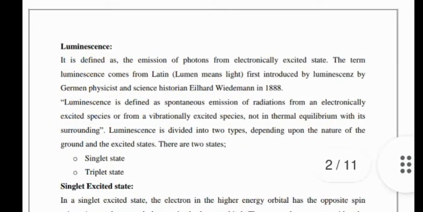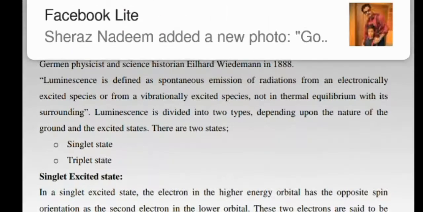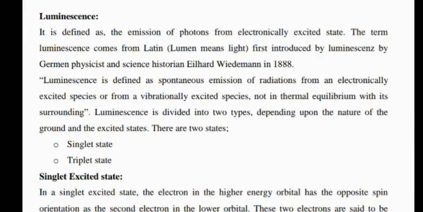First of all, what is luminescence? It is defined as the emission of photons from an electronically excited state. The term luminescence comes from the Latin lumen, meaning light, and was first introduced by the German physicist and science historian Eilhard Wiedemann in 1888. It is defined as a spontaneous emission of radiation from an electronically excited species or from a vibrationally excited species, not in thermal equilibrium with its surroundings. It is divided into two types, including singlet state and triplet state.